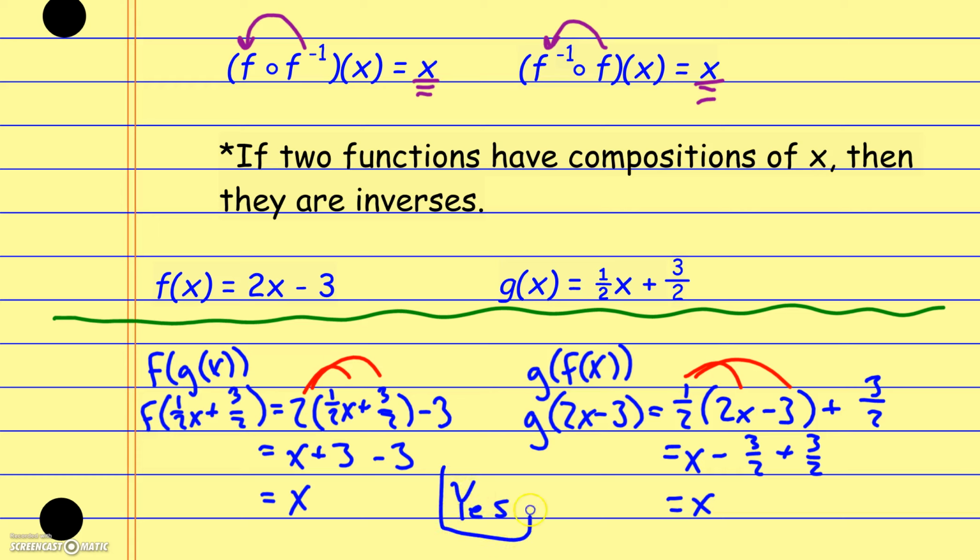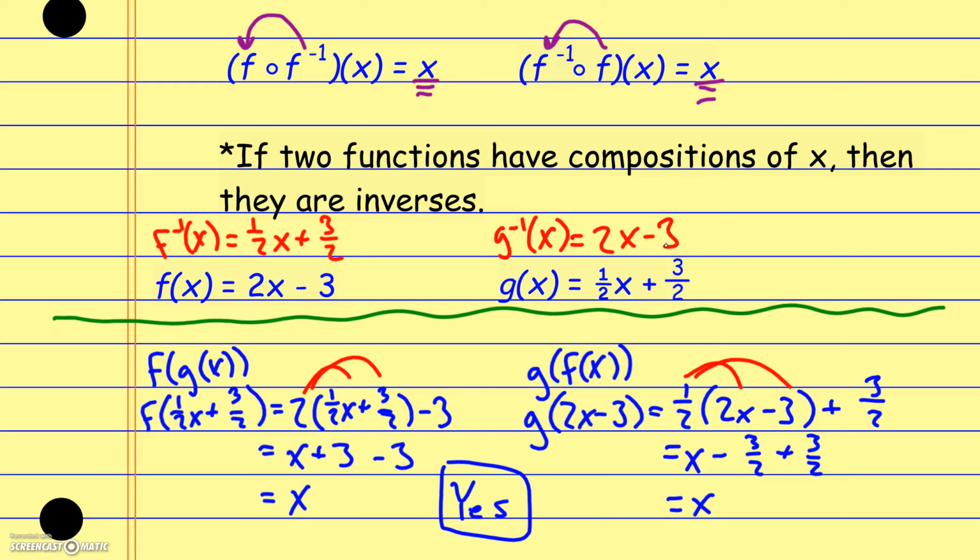And keep in mind that we could find this another way. I could just find each inverse. Like I could take this function and switch the x and the y and see what I get. And if I found the inverse of this, I would end up finding that the inverse is a 1/2 x plus 3/2. All right, which matches my g function. But then I would also have to find the inverse of the g of x function. I would switch the x and the y, solve for y, and I'd find out the inverse of this guy is actually a 2x minus 3.